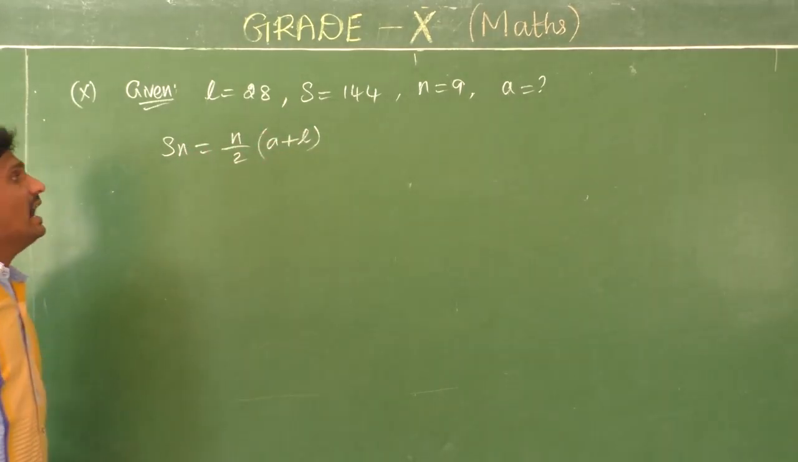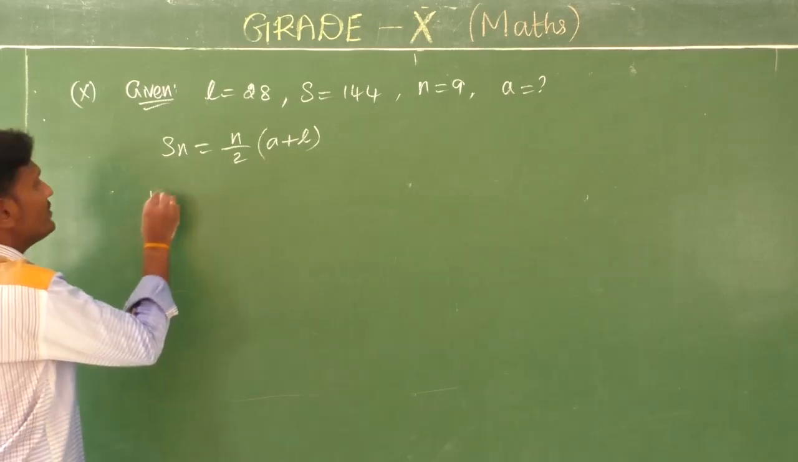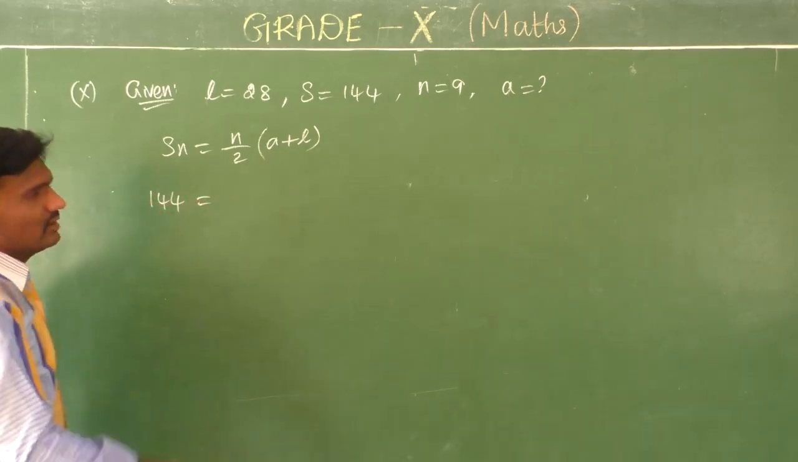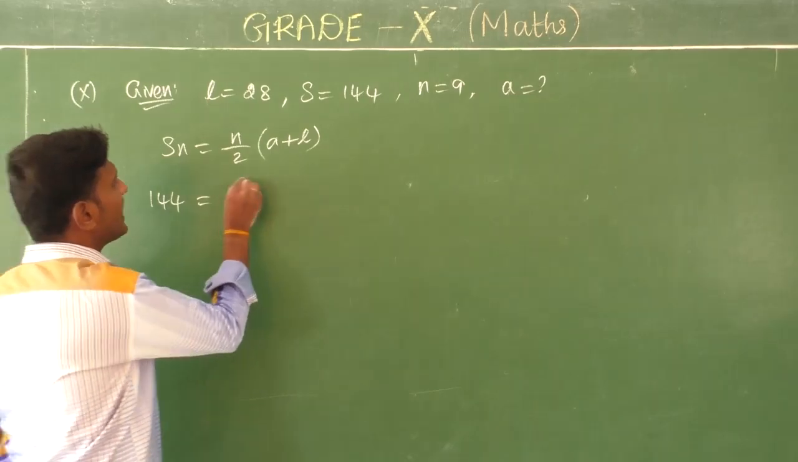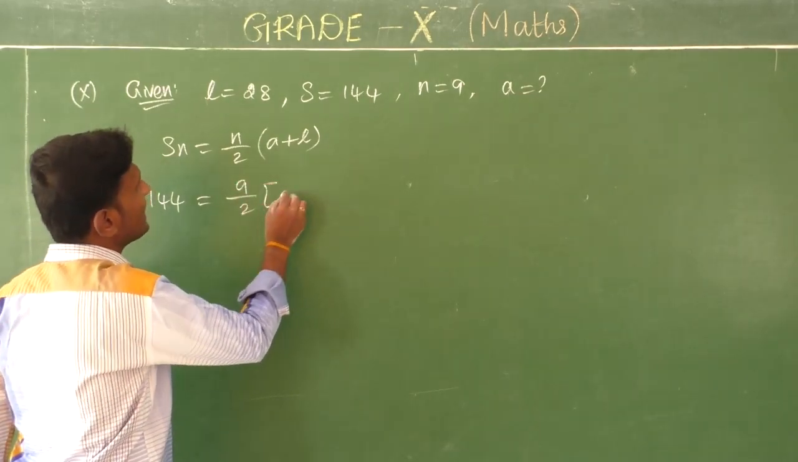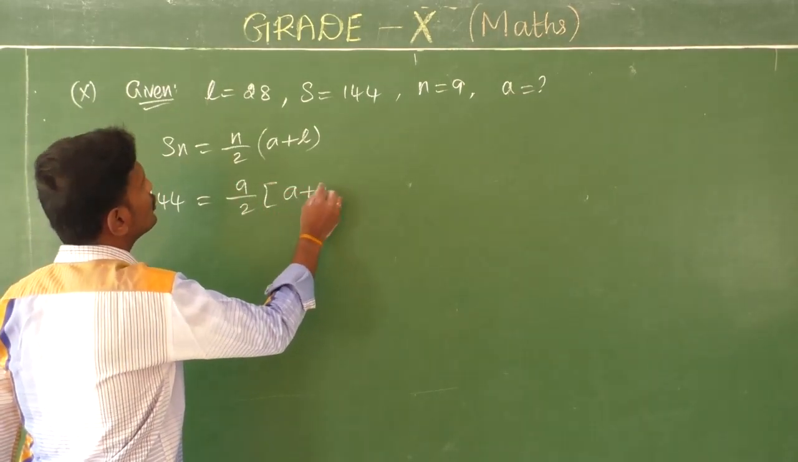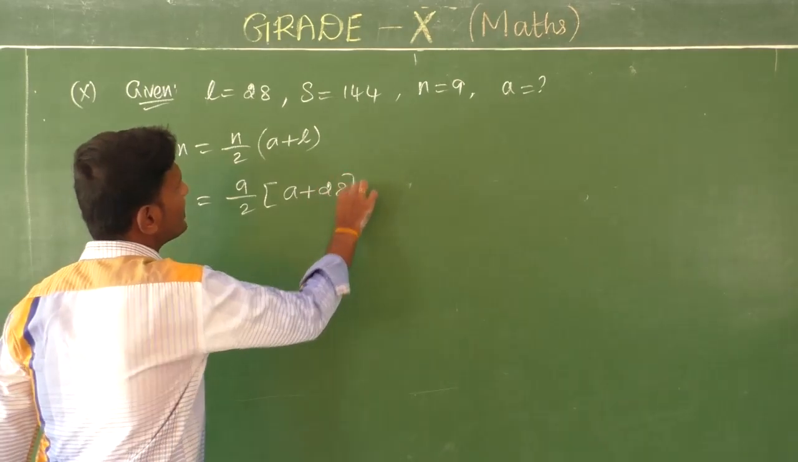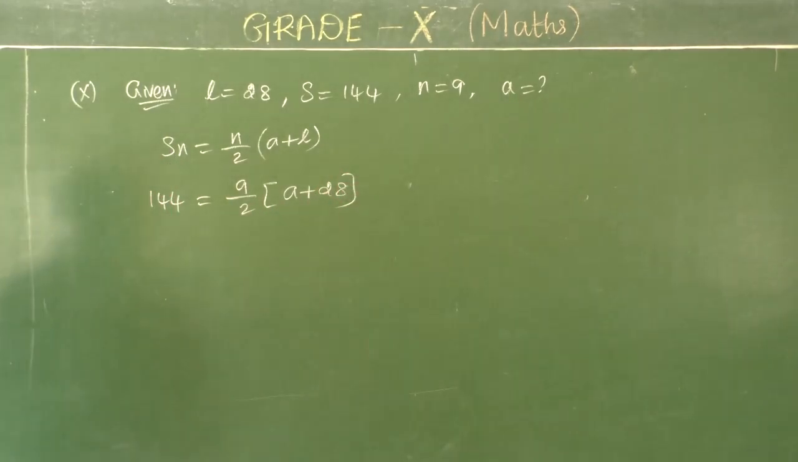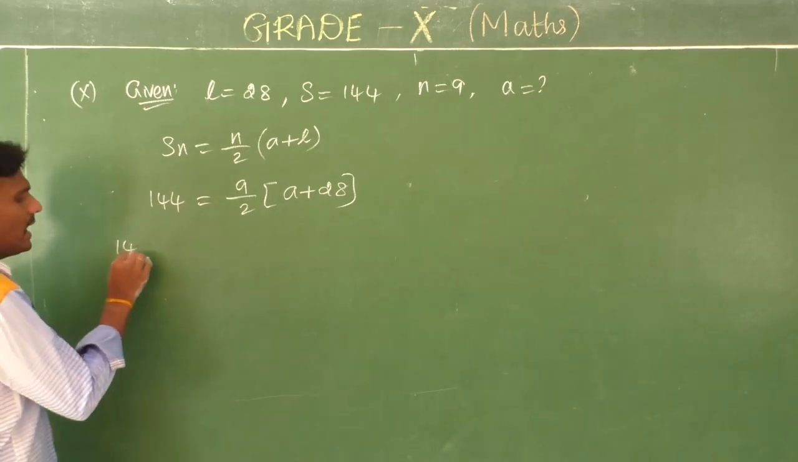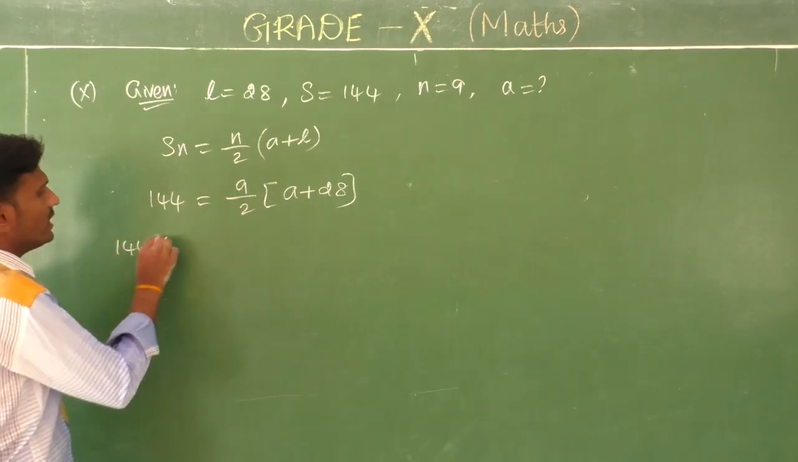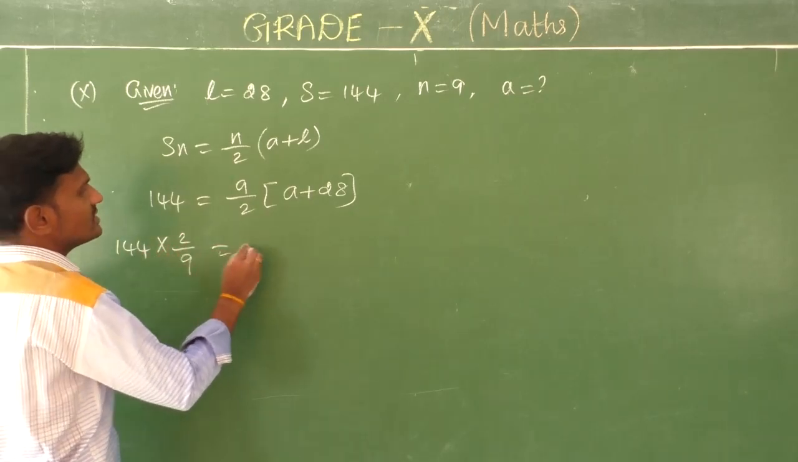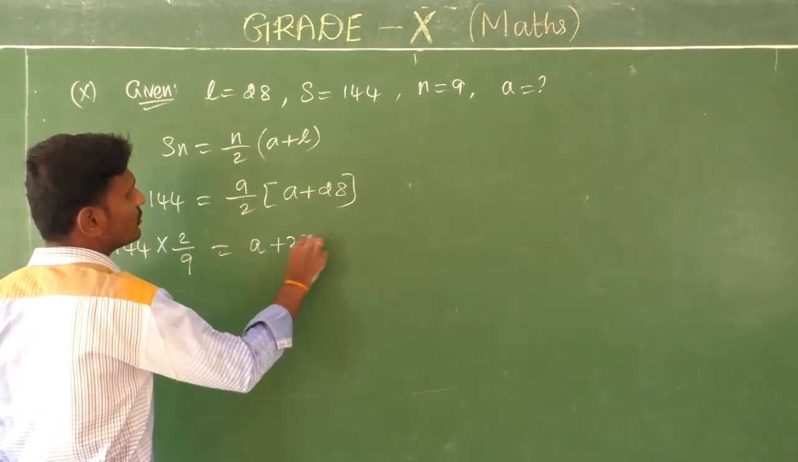Yes, student. And for Sn you have the value 144 for S9. Okay, now n equal to 9 means 9 by 2 into a. The value of a you don't know. So a plus L is 28. L is 28. Now I want to send 9 by 2 to that side, it will come 2 by 9. Already you have 144 into 2 by 9, which is equal to a plus 28.